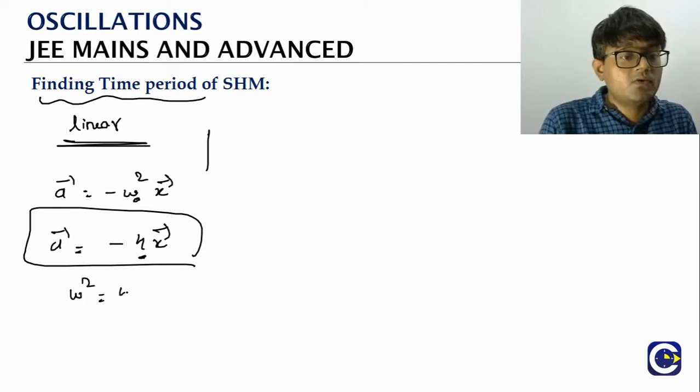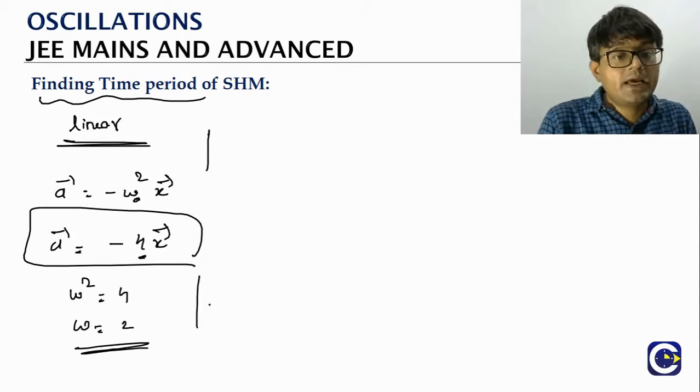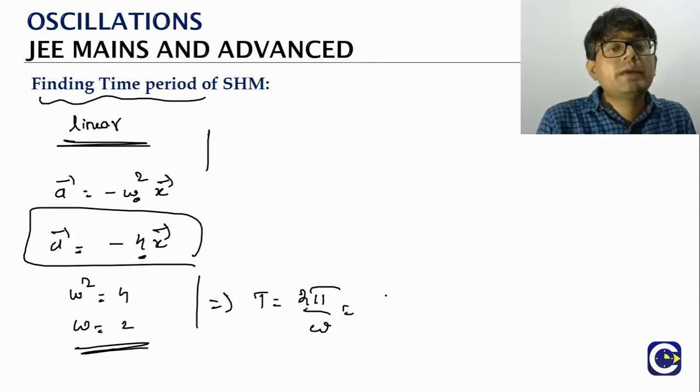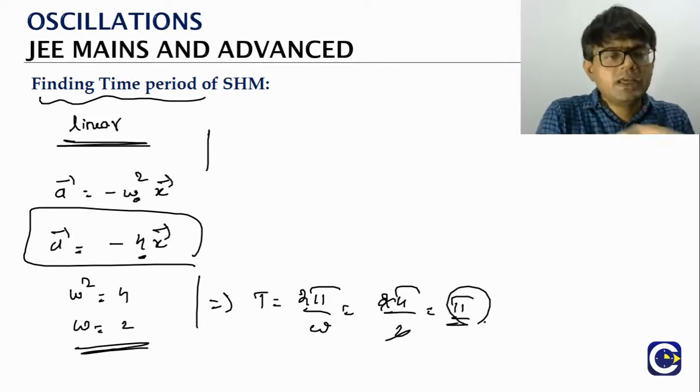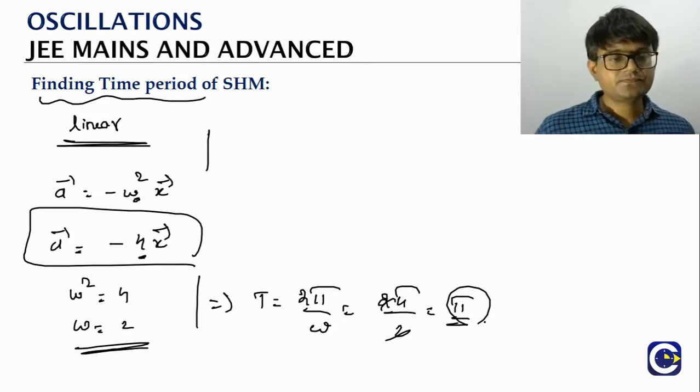ω² will be equal to 4, which means ω will be equal to 2. So if ω is 2, from here we can find the period. What is the period value? 2π by ω, which is 2π by 2, that will be equal to π. We have to look at what the units are.